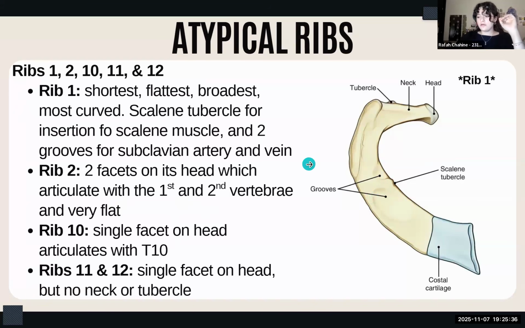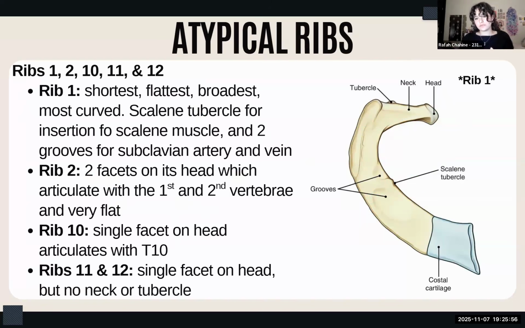Awesome. Okay, rib number two. Now, rib number two, I'm going to try and explain as best as possible. Imagine it kind of looks like rib number one, but it has two facets on its head, and it is very flat. The fact that it's flat is the only thing that makes it atypical. The deeper groove is for the artery.